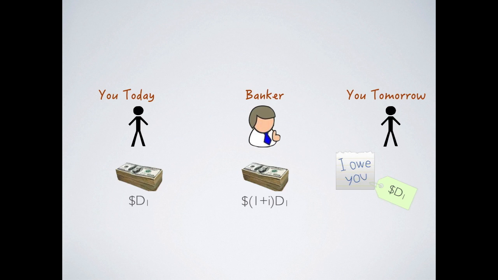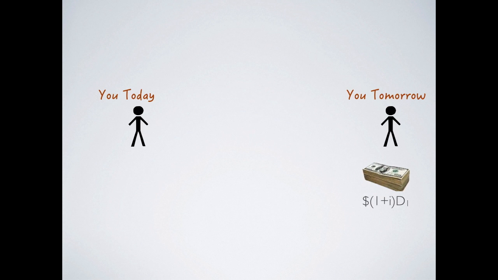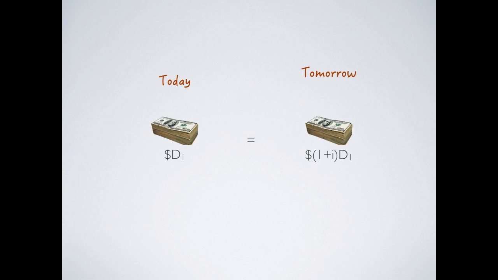So through the entire process, somehow you move your 1 plus I D1 cash from tomorrow to yourself. However, for the money you move to today, you only get D1. So, in summary, by doing this borrowing and payback process, you are able to move 1 plus I D1 from tomorrow to D1 today. Therefore, $1 from tomorrow is equivalent to 1 divided by 1 plus I today.